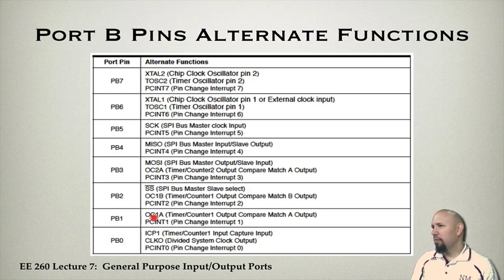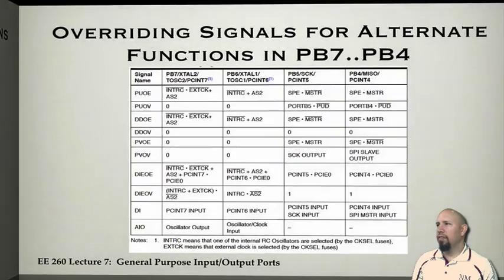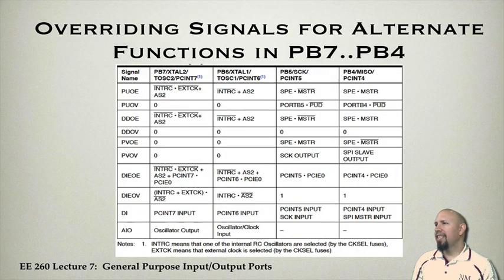Pin change interrupts. Here's a timer counter input capture input. And then here's the clock 0, the system clock divided output. So a number of outputs on port B, a number of alternate functions. Here are what set those alternate functions, in particular for pins 7 through 4. So we have a number of things going on. These are what determine what those alternate functions will be.